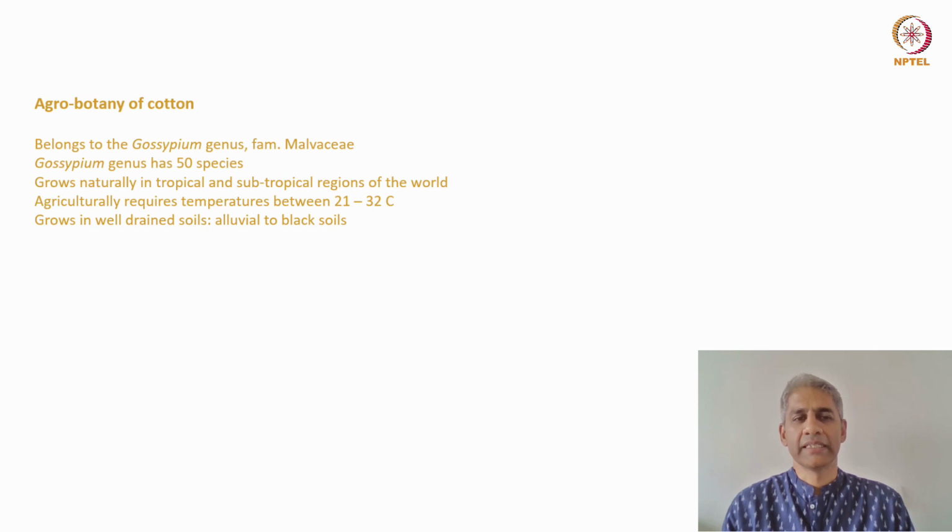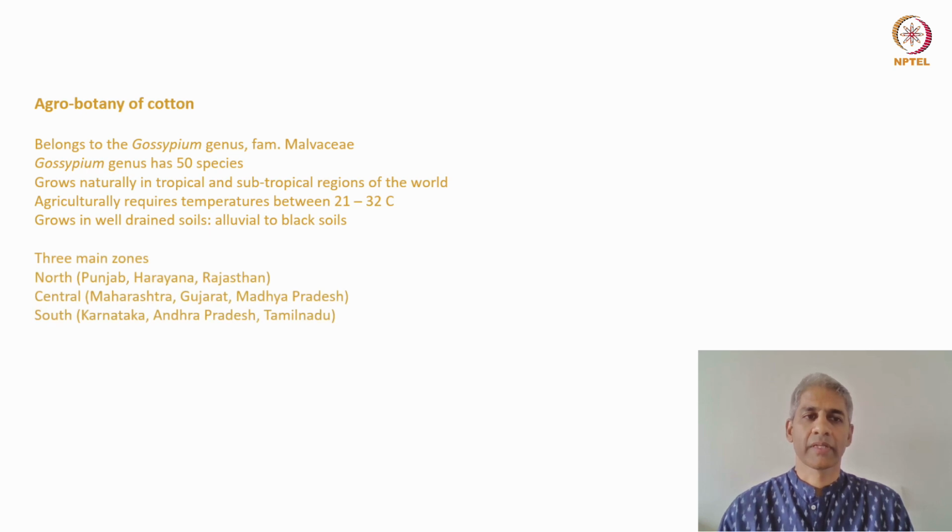It grows naturally in the warmer parts of the world, both in the tropics and subtropics, and it requires temperatures between 21 to 32 degrees to grow well. And it grows in all kinds of soils, from alluvial soils to the famous black cotton soils, which are used for cultivation of cotton in India. India has three main zones where cotton farming happens: the north, central, and the south. And we are one of the major cotton producers in the world.